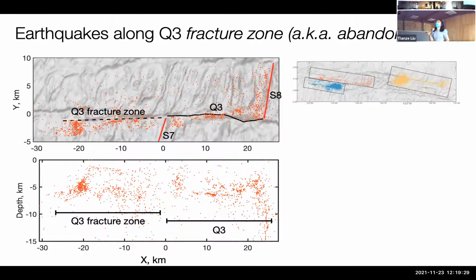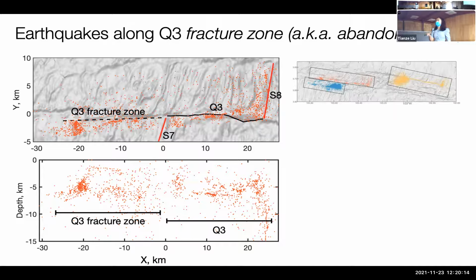Then let's move on to transform fault Q3. An interesting thing that we discovered on Q3 is that there are abundant seismicities along the fracture segment of Q3. This is very contradictory to our traditional view that fracture zones don't have slip on them. Here, the top map is a map view of the distribution of the seismicity, and the bottom is a depth view. And there are about 1,000 events located on this fracture zone.